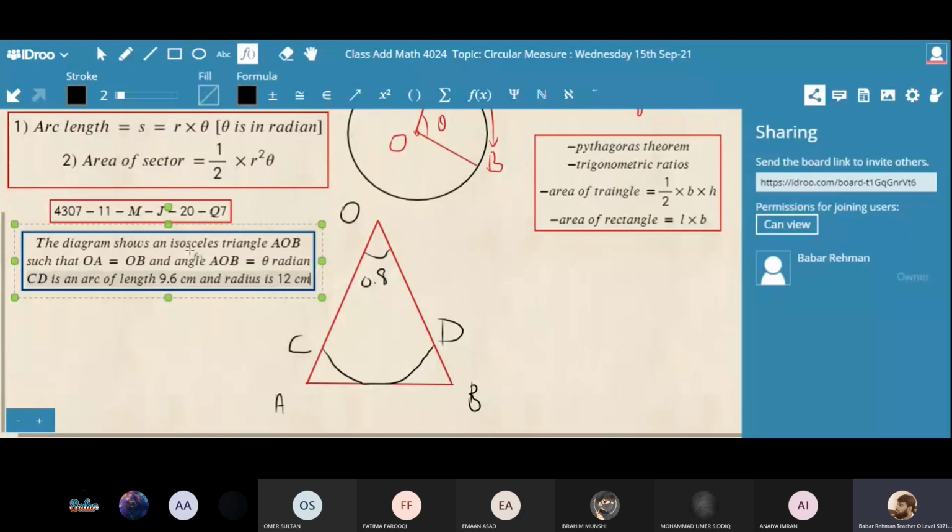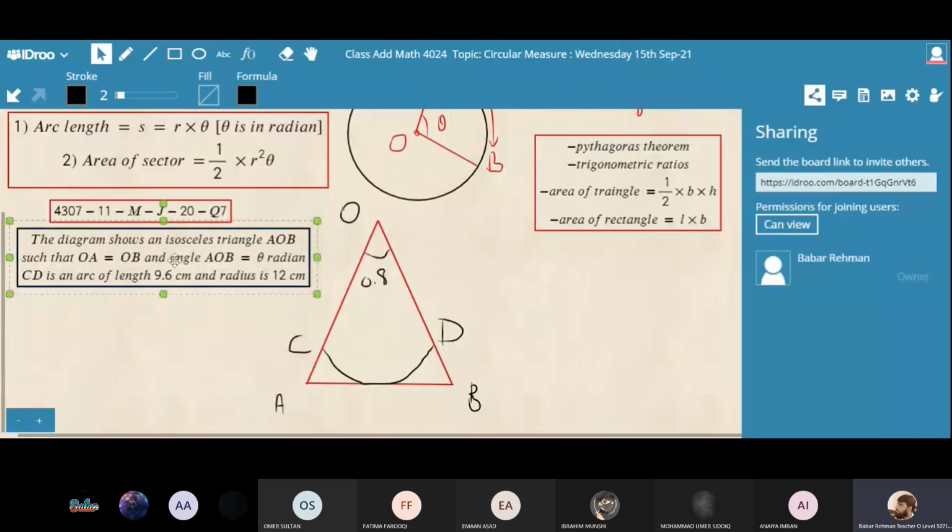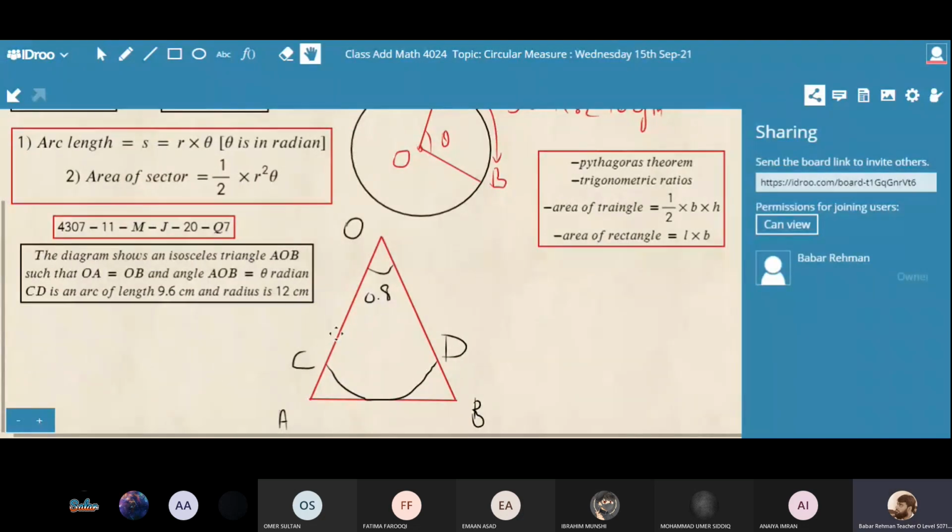Okay, students, do you know where the radius should be? The radius should be from here till here. Look at this, from O till D. O till A is not a radius, that's the complete length of the side of the triangle. OD is the radius, from here till here. This is not counted. So OD is given, that is 12 centimeter. Radius 12 centimeter. And what about OC? OC is also a radius. Both are radii.